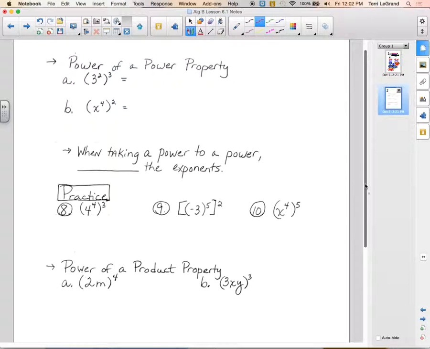3 times 3. How about can we just start like this? It means 3 squared times 3 squared gets multiplied by itself 3 times. This means this, you guys. We got to know what that means. 3 squared is being used as a factor 3 times. That's what that means.